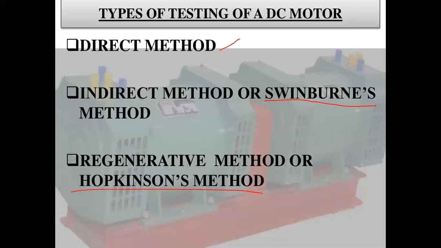Then coming to today's topic, I discussed the performance characteristics of the DC shunt motor for torque, speed, armature current and efficiency with respect to output power.